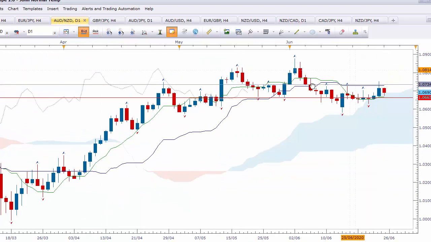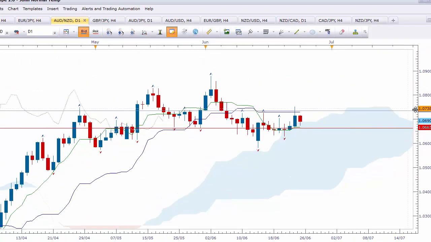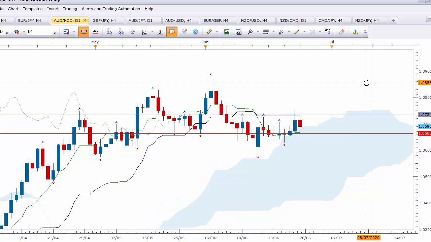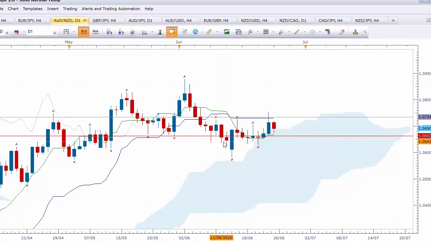Aussie New Zealand dollar. Again, bit all over the place. Doesn't seem to know what it's doing. We've got a TK cross there that's bearish. We've got a flat Kijun-sen, which is not a good sign at all. That means it's been at the same level for the last 26 periods. Just don't forget the Kijun-sen's 26 periods. So we had no movement there.